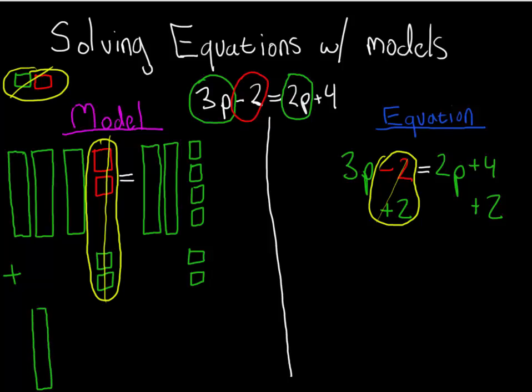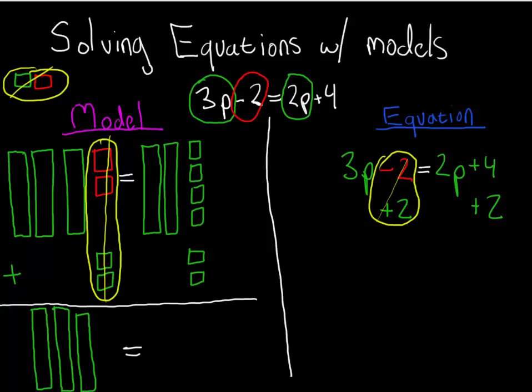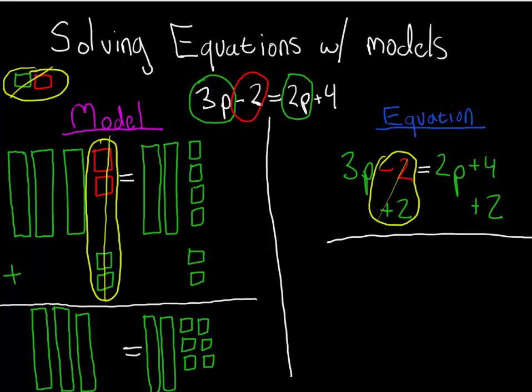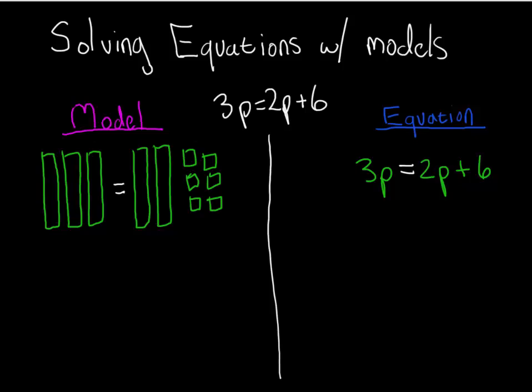On the left side, there are now only 3 vertical bars representing the 3 p's. On the right side, there are 2 vertical bars. And now there are a total of 6 positive units. Here's the equivalent for the equation. 3 p's are equal to 2p plus 6. Now I've redrawn the screen so I can continue on.